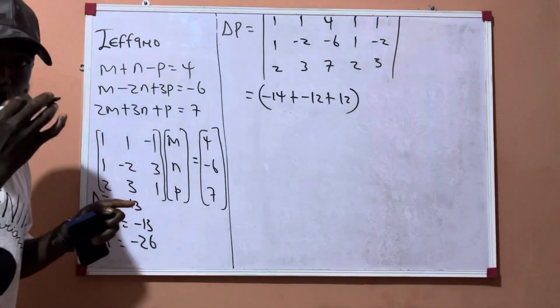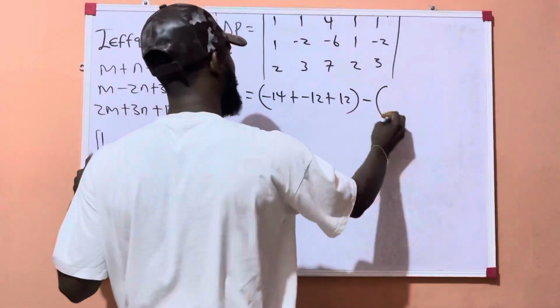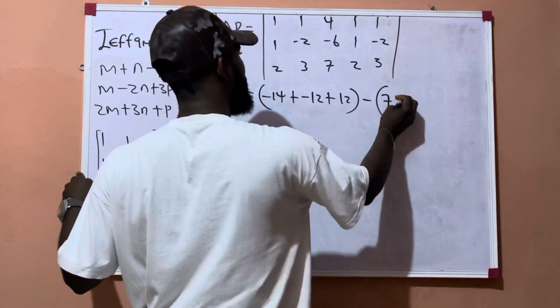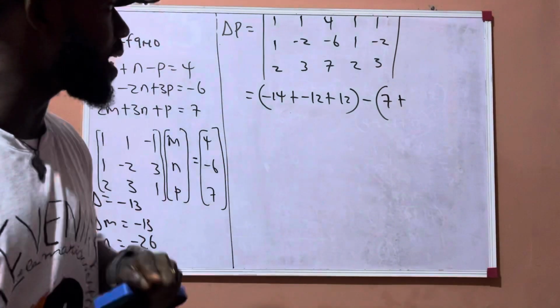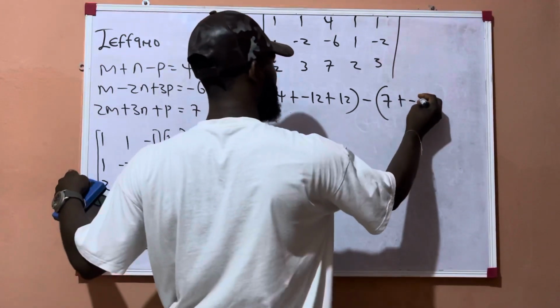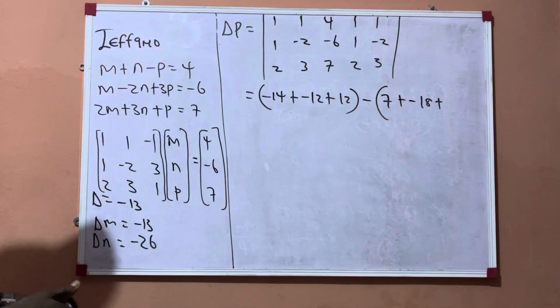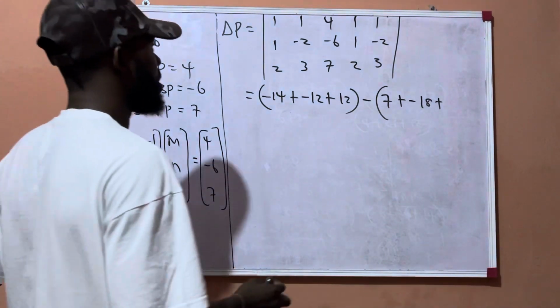Close the bracket. Minus, from the right now, 1 times 1 times 7 gives us 7. Plus 1 times minus 6 times 3 gives us minus 18. Plus 4 times minus 2 gives us minus 8. And minus 8 times 2 gives us minus 16.